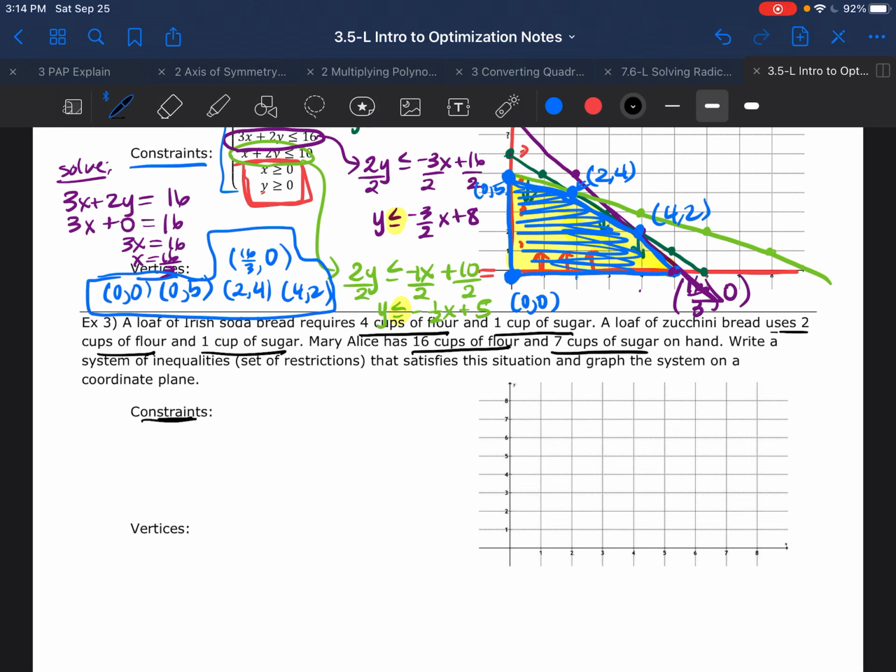So these are going to sound really overwhelming, and so my favorite way to do these is to set up a table organizing the information and then find the sentence that is a constraint, a limitation. And so the limitation sentence says Mary has 16 cups of flour and 7 cups of sugar on hand. And so that is a constraint.